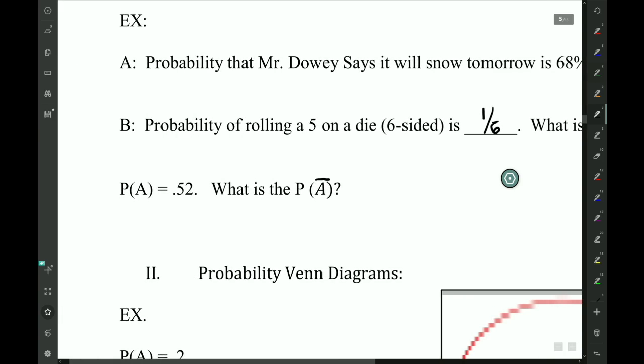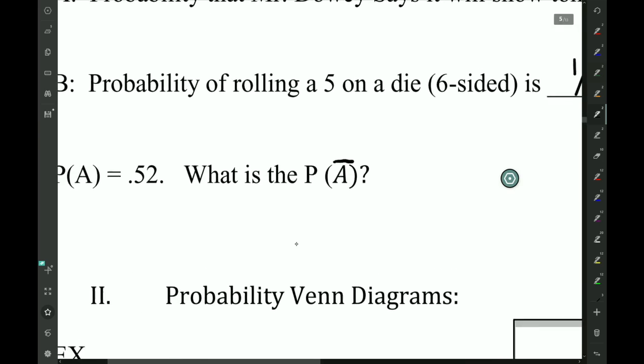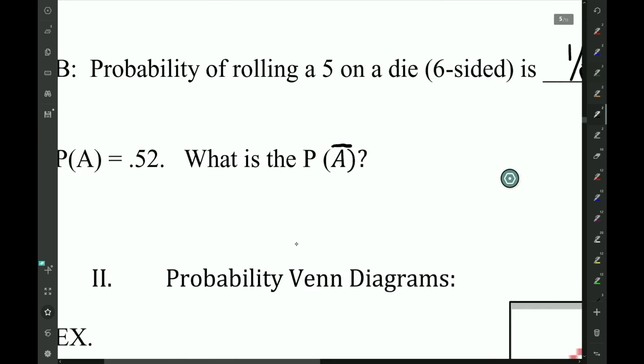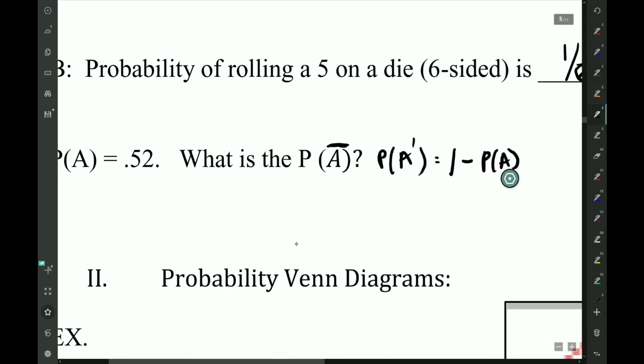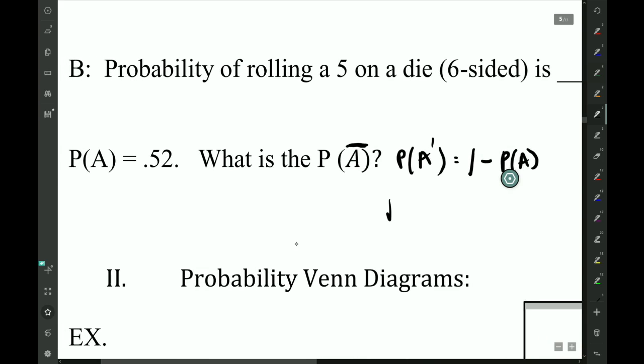What we designate for complement, when I want you to find the complement, is you'll either see it with the little fancy A, or P of A with the little fancy sign there. Basically that just means you're taking 1 minus the probability of A. In this specific case it is 0.52, so the probability of not A is 1 minus 0.52. Simply put, it is 0.48.